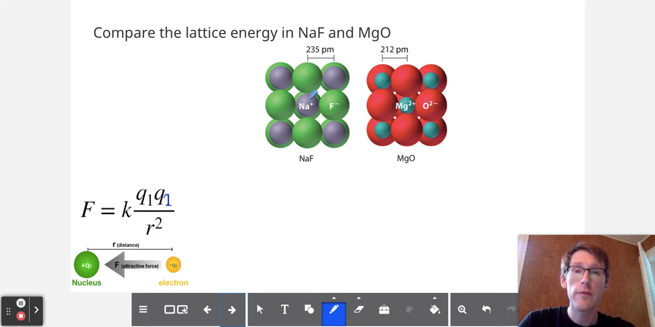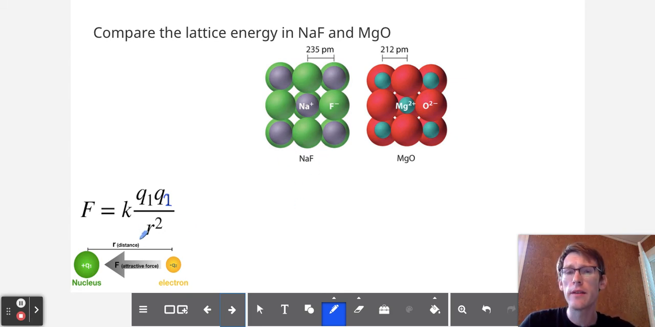The greater the values of Q1 and Q2, which are the positive and negative charges, the stronger the lattice energy. So in the case of sodium fluoride, our ions are +1 and -1. Our Q values are +1 and -1. But in the case of magnesium oxide, they are +2 and -2. So based on that, we can say that magnesium oxide probably is going to have a greater value of force attracting and therefore a greater lattice energy than sodium fluoride.